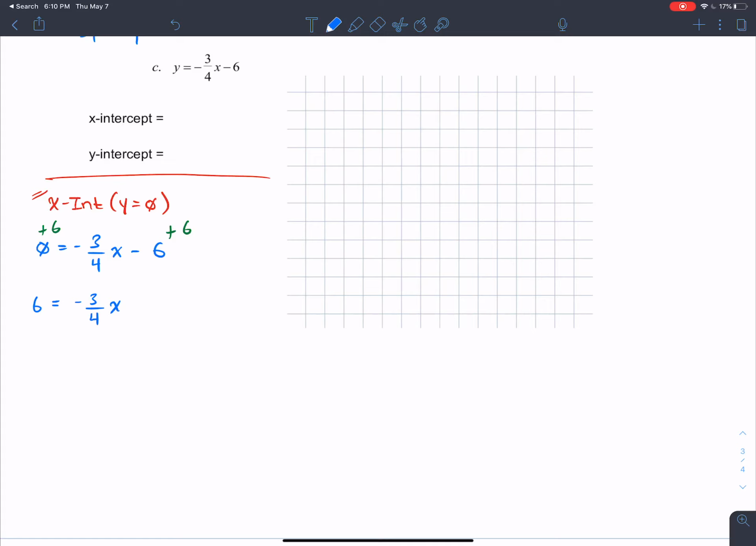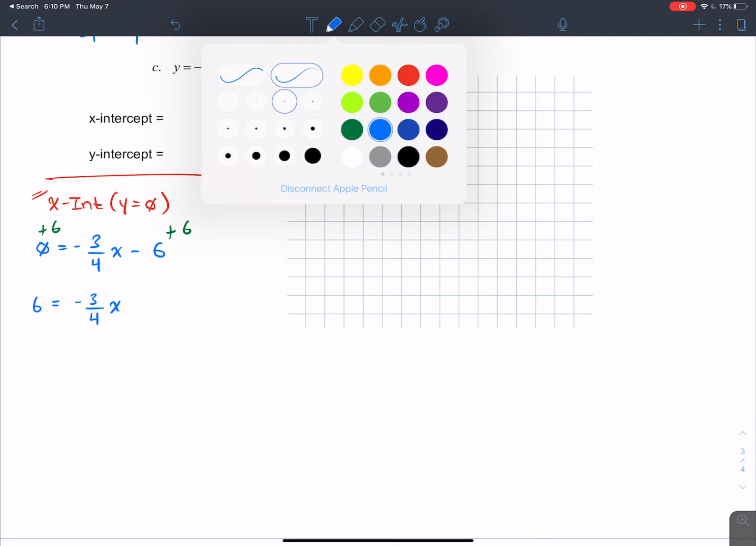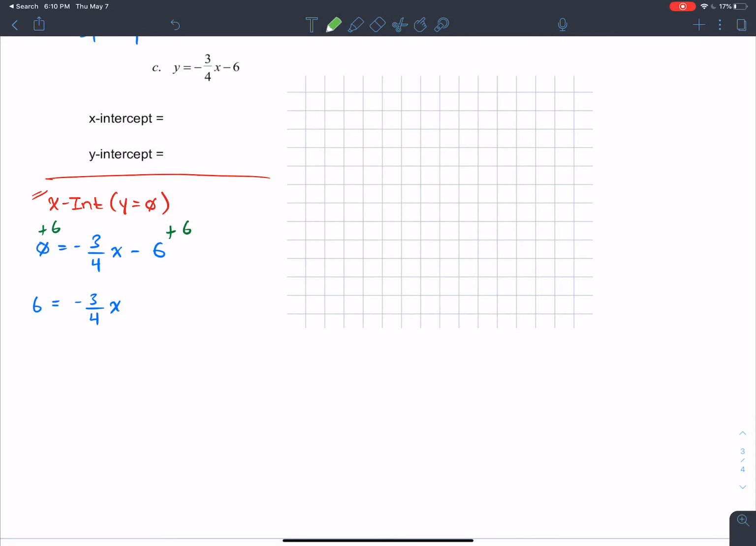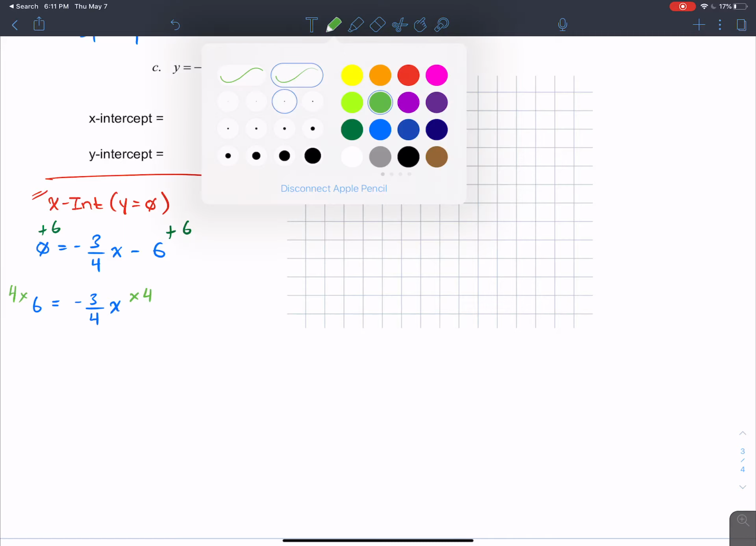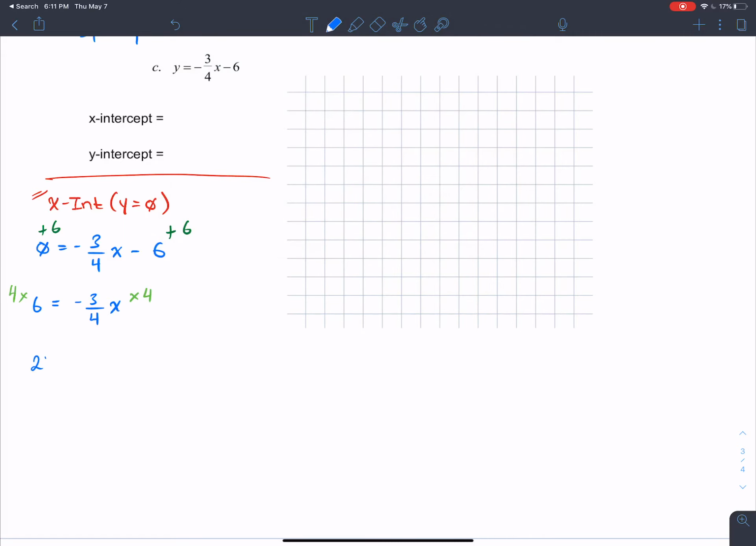Okay? Well, with -3 over 4 x, we could do this 2 ways. What I prefer to do is to get rid of that denominator. So we see this denominator over here is 4. That means it's being divided by 4. -3 times x is being divided by 4. So instead of dividing by 4, we need to multiply by 4 on both sides. What do we get if we do that? 24 equals -3x.